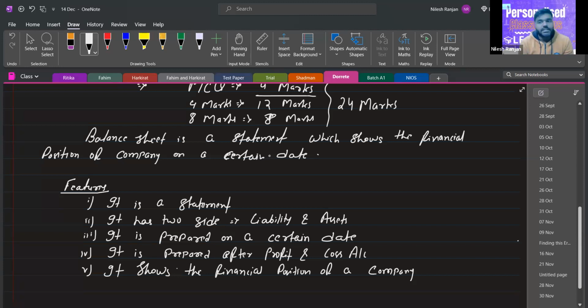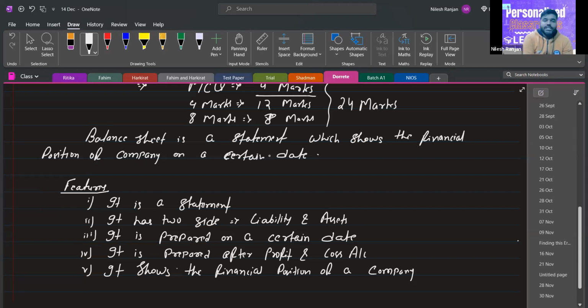Now the features. It is a statement. It is not an account. That's why it is not prepared as per the ledger format. You don't have to write the date, particulars, LF, JF, and amount like this. It is a statement, so you will create two sides with two columns each: liabilities, amount, assets, amount. So it has two sides: liability side and asset side. These two sides a balance sheet has.